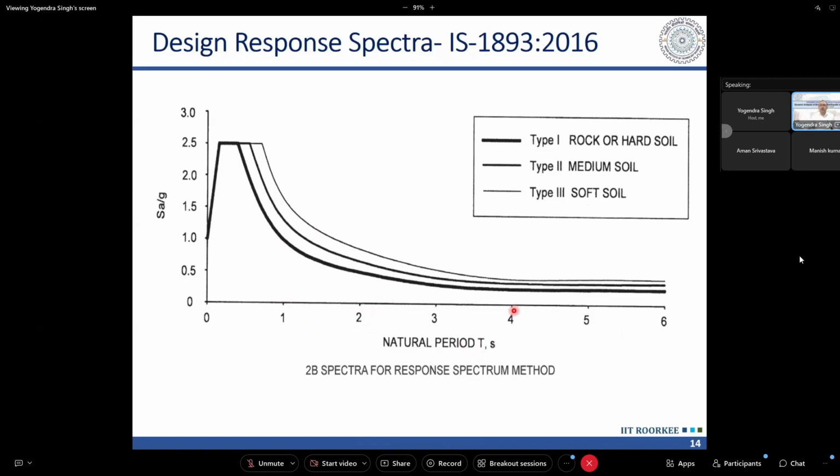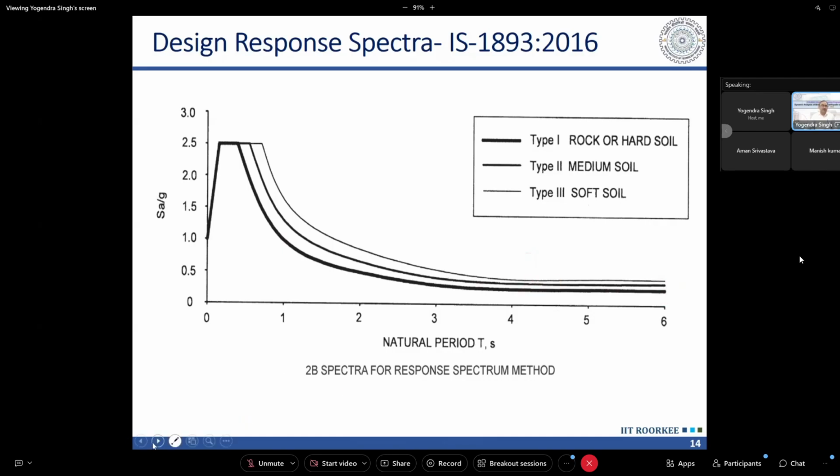Another interesting thing you notice here is that in this range, the acceleration response spectrum is constant. Then it is decreasing proportional to 1 upon T. This range we call the acceleration control range. This range up to 4 seconds is the velocity control range, and beyond 4 seconds it is constant. This constant is not a right assumption. This can create problems.